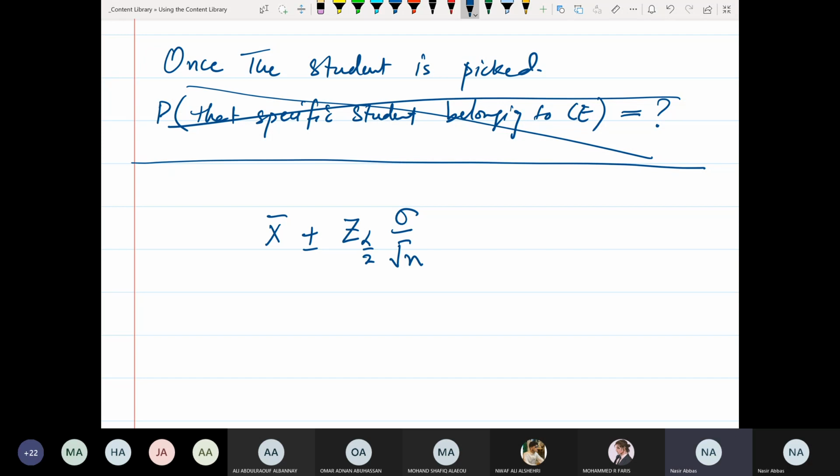This formula is for an interval of mu. Mu is a population parameter. Although we don't know mu, it is a fixed value. It is between minus infinity and plus infinity, and it is a fixed value.